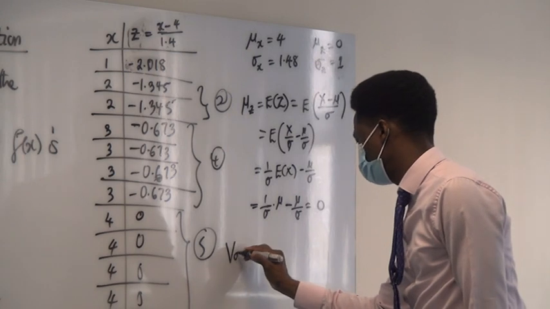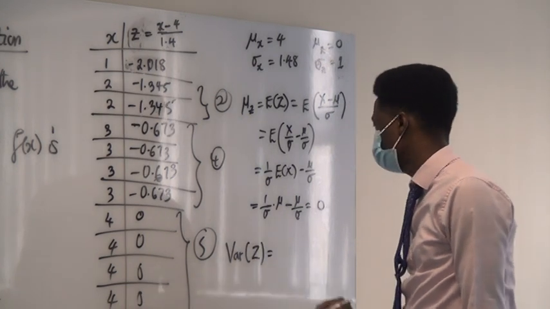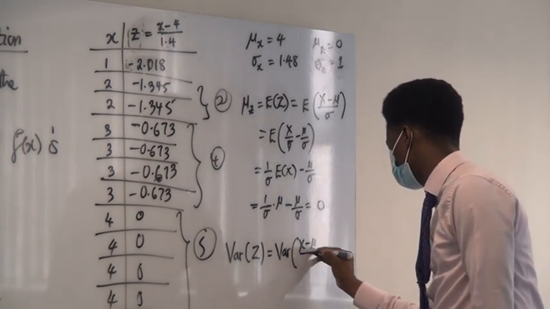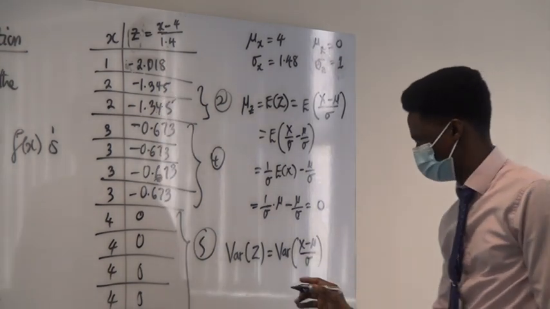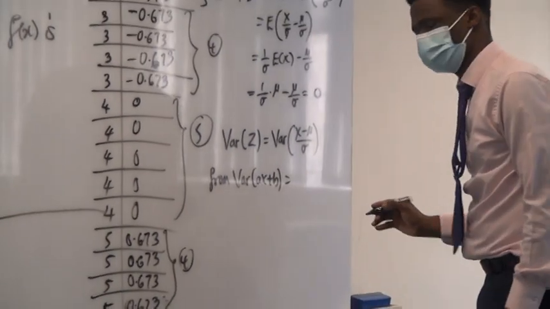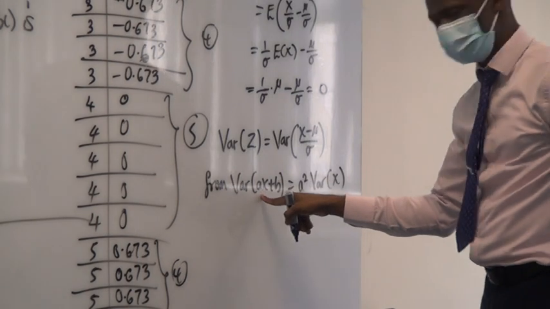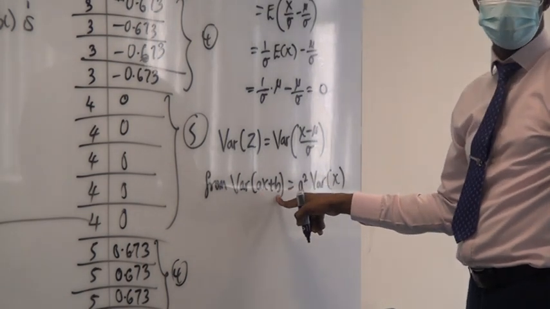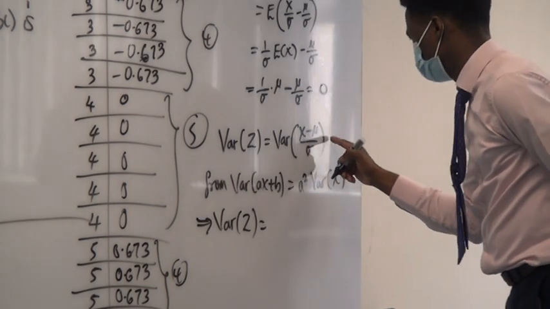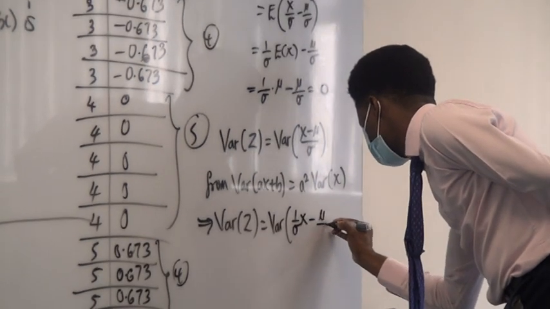Again, how do we find the variance of random variable z, which is the variance of x minus mu over sigma? Remember, what is the variance of ax plus b? A squared variance of x. So a is that coefficient. B does not appear. So as a result, the variance of z can be broken into the variance of 1 over sigma x minus mu over sigma. Am I right?